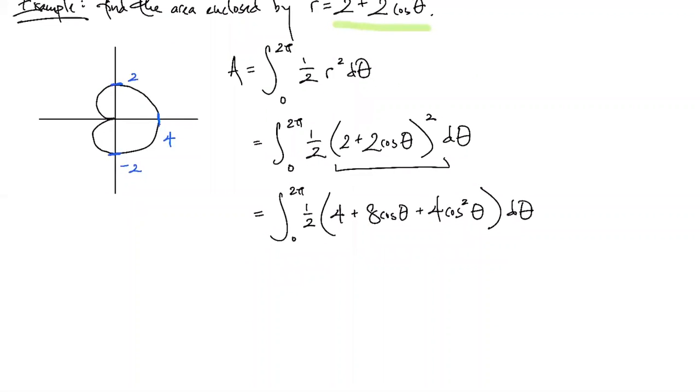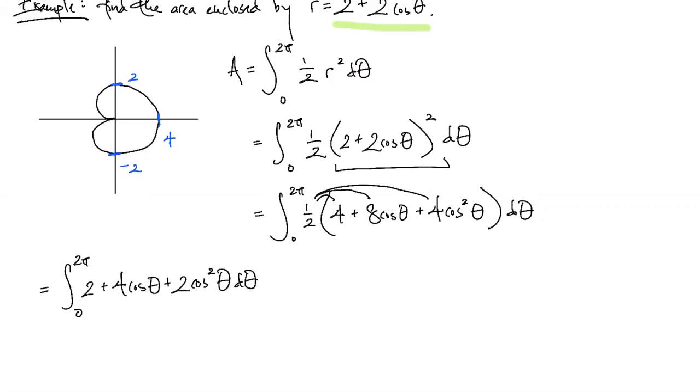Yes, we could say the integral part of computer science. Okay. So now I'm going to do a little bit more algebra. I'm going to distribute that 1/2, and we should get the integral from 0 to 2 pi of 2 plus 4 cosine theta plus 2 cosine squared theta. Okay.